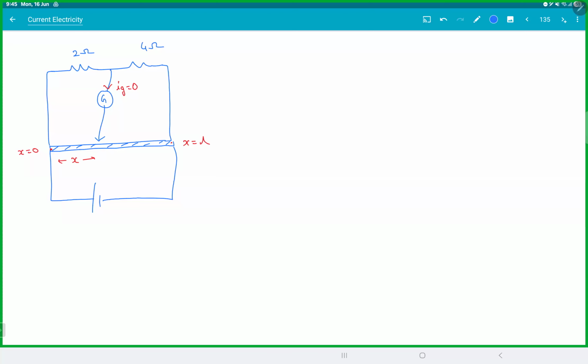If you got an answer, you can type it here in the chat box. So let this be R1, let this be R2. So what is the concept? It still forms a Wheatstone bridge. So 2 by R1 is 4 by R2. So R1 by R2 is equal to half. Now what is R1?